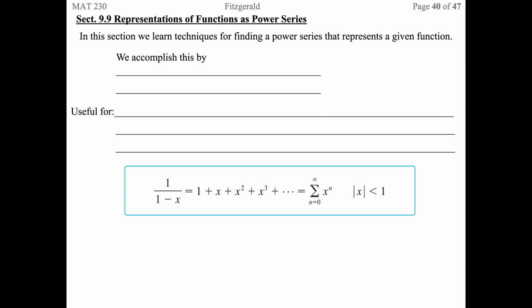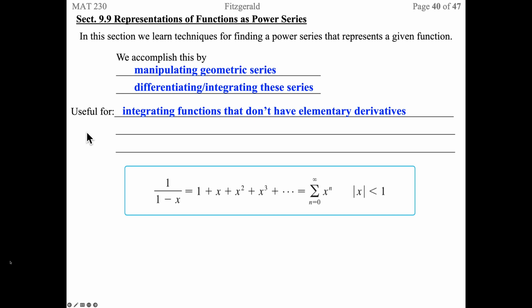All right, section 9.9, representations of functions as power series. In this section, we'll learn techniques for finding a power series that represents a given function. We accomplish this by manipulating geometric series. We'll do differentiating and integrating of these series.